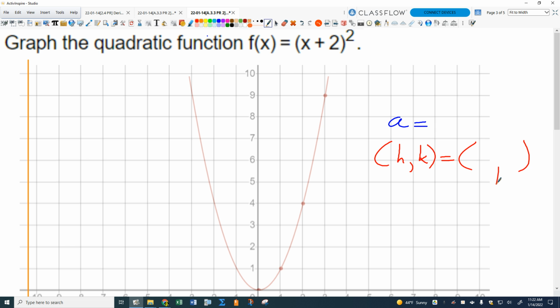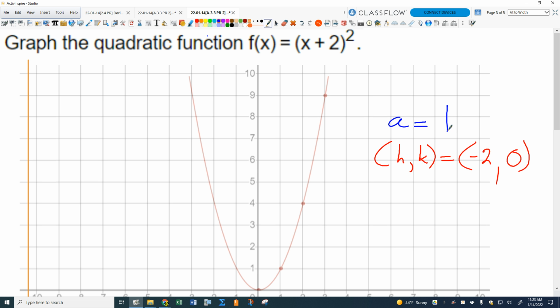What's h? -2. Good. What's k? 0. Nothing's being added outside. And what's a? Not 0, because it's being multiplied. 1. There you go. 1.